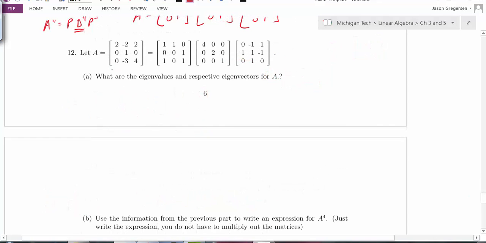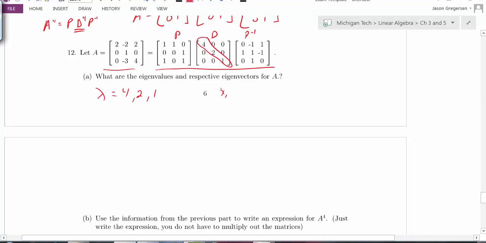Question 12 says, here's our matrix A, and it's equal to this product. What are the eigenvalues and the respective eigenvectors for our matrix A? What we see here is this product is really in the form P times D times P inverse. And if that is the diagonalization of A, then the eigenvalues should just be the diagonal entries of our matrix D. So our eigenvalues are lambda equals 4, 2, and 1. And then the associated eigenvectors would just be the columns of our matrix P.